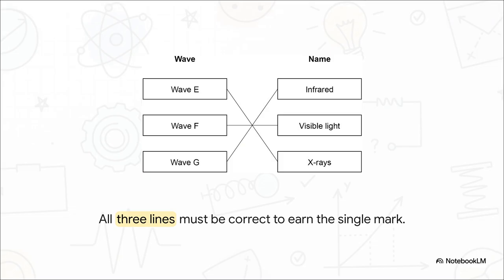And what about that matching question? Well, the right answer was E to X-rays, F to visible light, and G to infrared. But here's the kicker, and you've got to be careful with this. The mark scheme is crystal clear. You had to get all 3 right to get that 1 mark. No half points here. It's all or nothing.